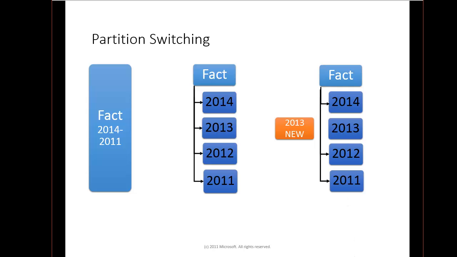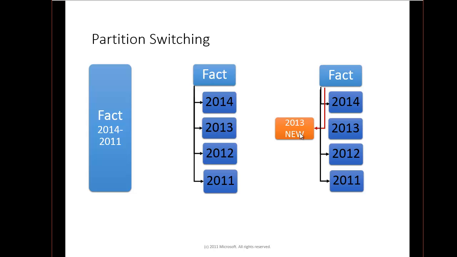And because these partitions are only tied together in metadata pointers, essentially all that needs to occur is to have the metadata pointer, instead of pointing to the 2013 old version of the data, now point to the 2013 new version of the data. And so now queries coming into the fact table will have this new version of the 2013 data supporting the result sets.